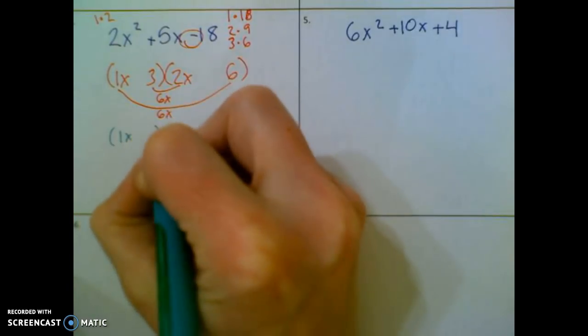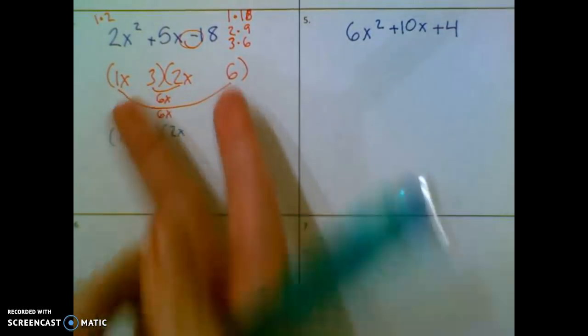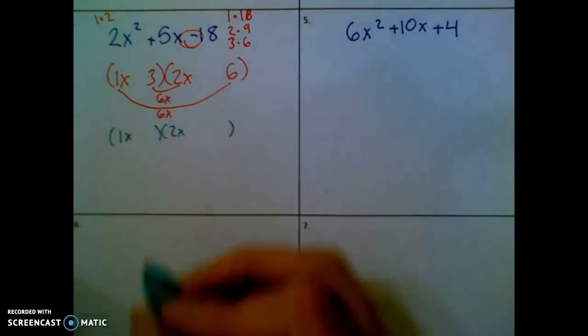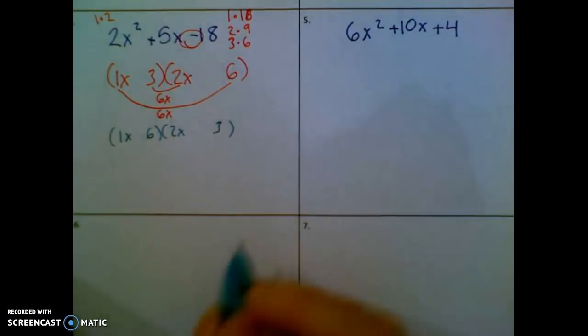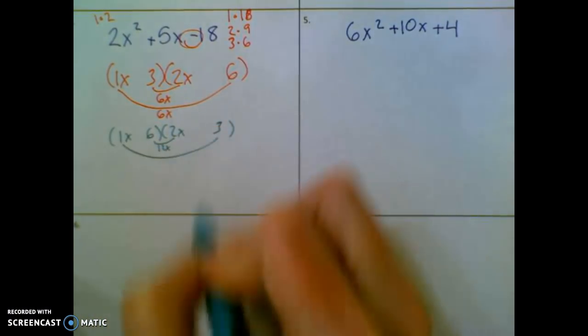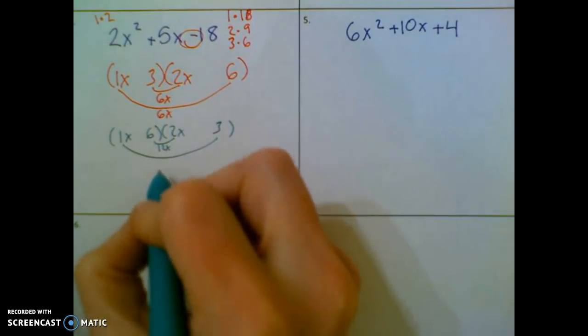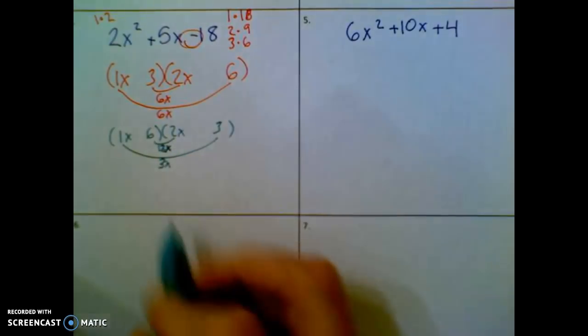So 1x, 2x. Always try the same pair, just swapped. Otherwise, you're going to be trying tons of things and forget what you tried. So do it systematically so you can make sure it's either right or wrong. Well, 6 times 2 is 12x. And 1x times 3 is 3x. I'm sorry, I'm writing kind of small. I'm running out of space.